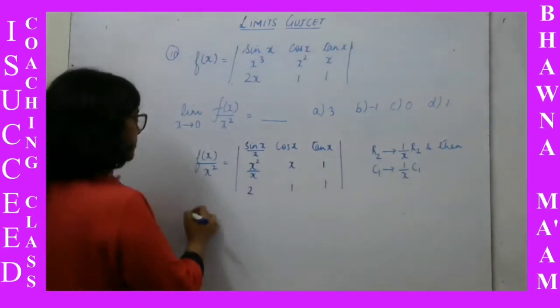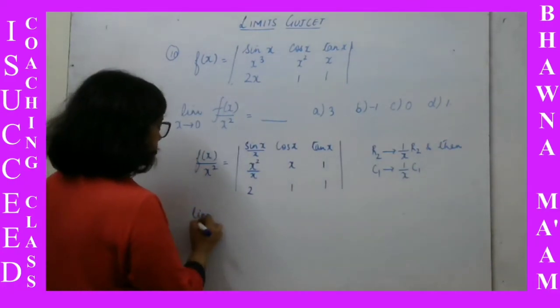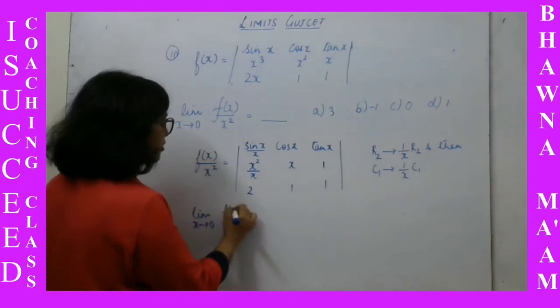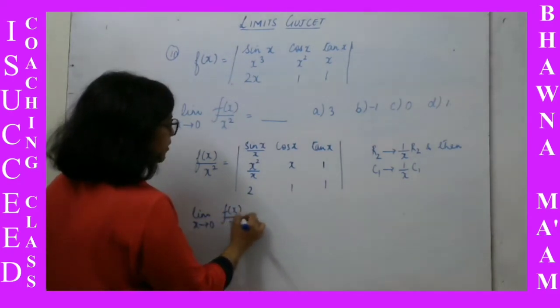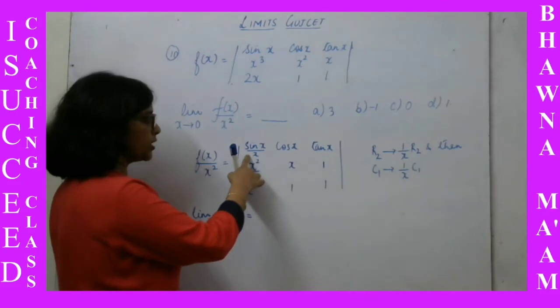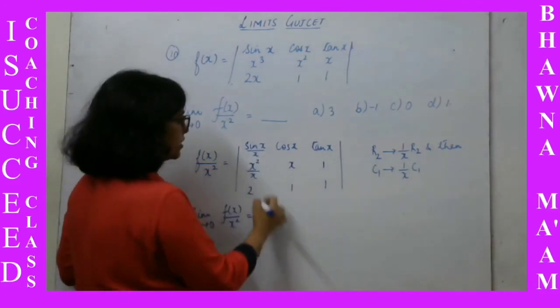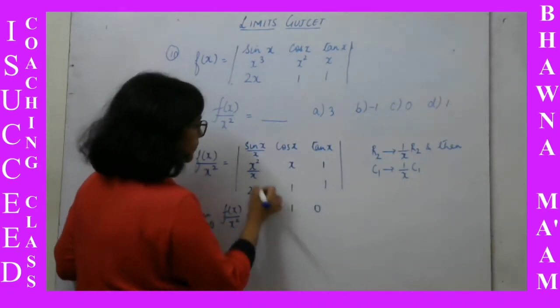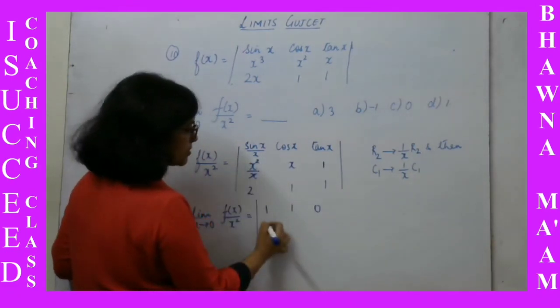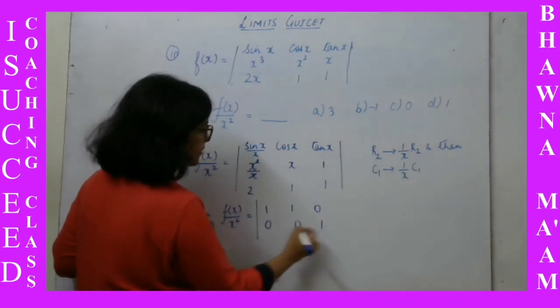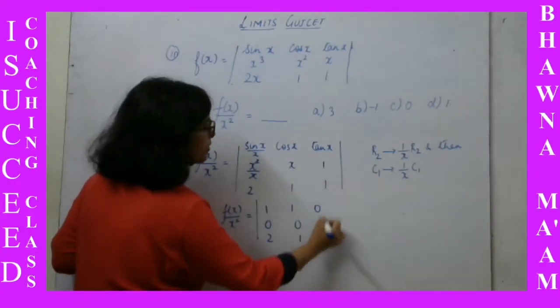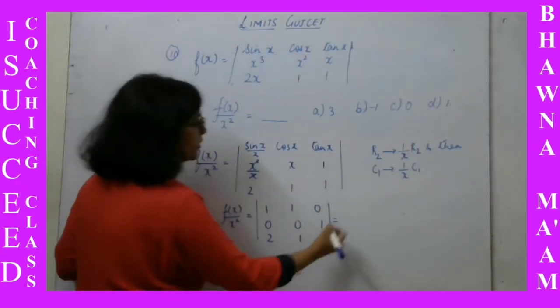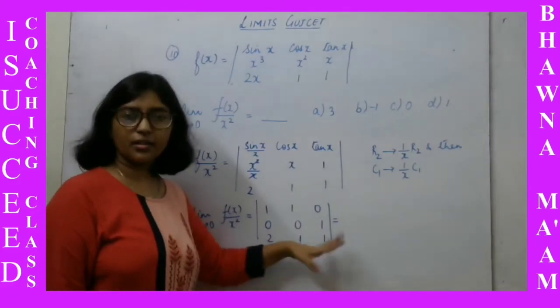Now we can put the limit, since it should not be 0 by 0 form. Or else you can expand it, right? So putting the limiting value here, sin x upon x is 1, cos 0 is 1, tan 0 is 0. This has become x now, so it is 0, 0, 1, and 2, 1, 1. Now you can expand and get the value. Put your answer in the comment box.